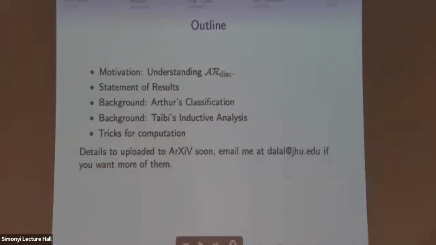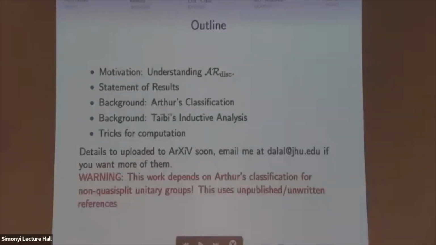And finally, this is something that uses the endoscopic classification. So I have to put this standard warning here that we're not just using the endoscopic classification, we're using it for non-quasi-split unitary groups. The statements are all published, but there's a lot of unpublished stuff that goes into the proofs, I don't know whether it's written or unwritten. So I need to put this warning here.